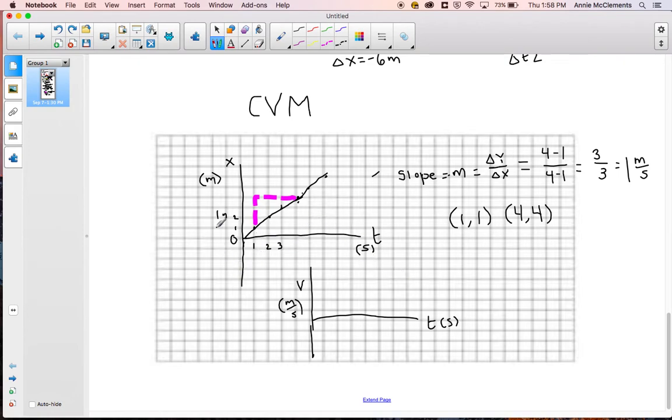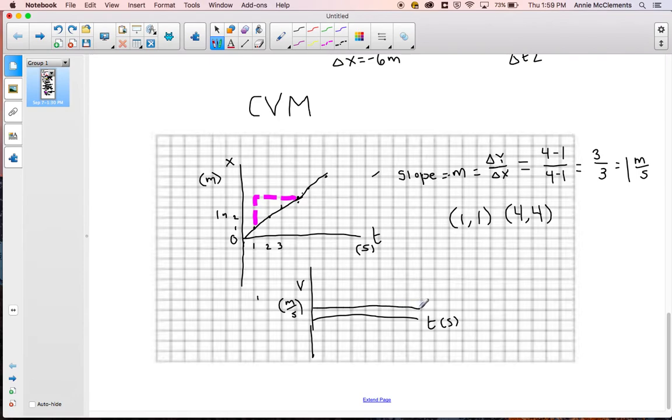The slope of the line, I know that my drawing is poor, but imagine that the slope of the line stays exactly the same. It's always 1 meter per second. So this velocity graph is actually going to be pretty boring. It's just going to be a straight line across at 1 meter per second, because we have no changing velocity.